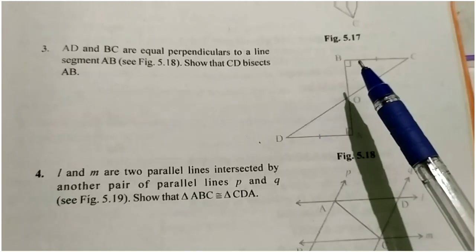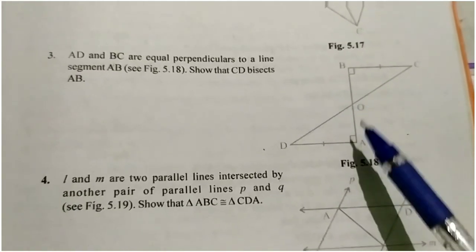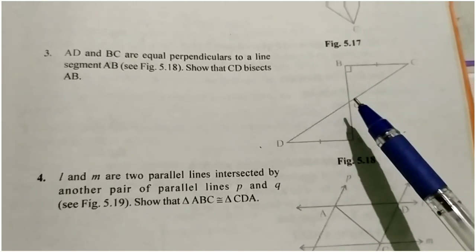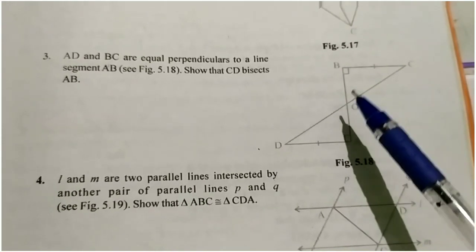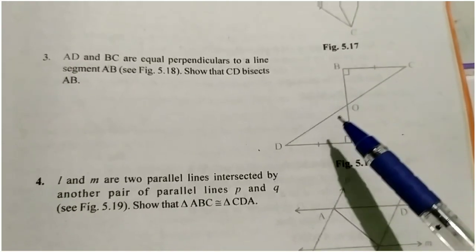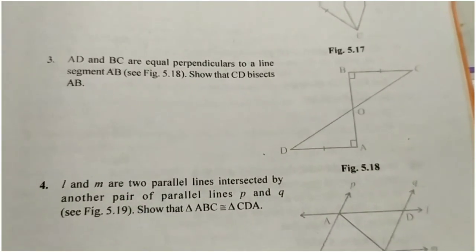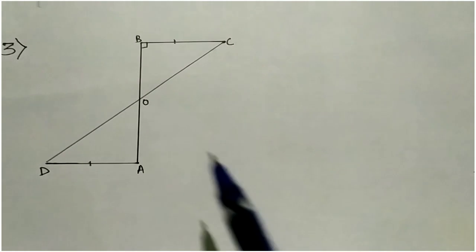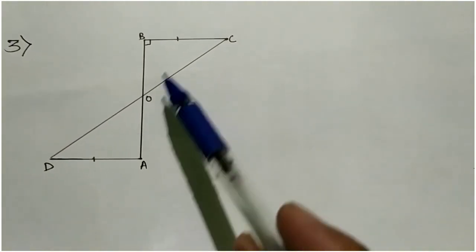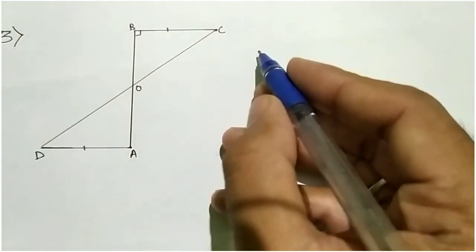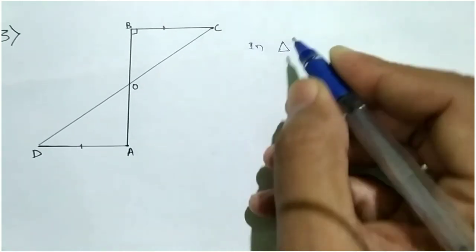CD bisects AB. Bisects means making into two equal parts. Which are those equal parts? AO equal to BO. If you get AO equal to BO, then it will be easy to say that CD bisects AB. So let's do it practically. Draw the diagram neatly. Here we will get two triangles. Which are those triangles? So write them in triangle.